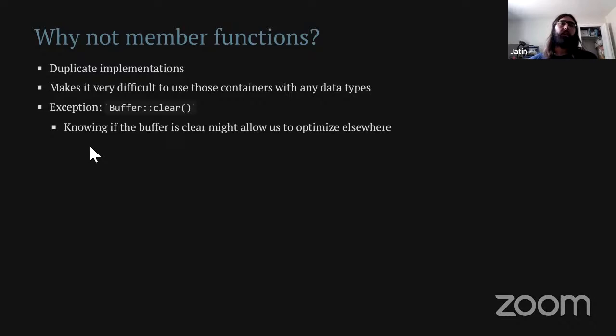So right now I have clear implemented as a member function. And the reason for that is that I can keep track of the buffer state as far as whether or not it's clear. And that could allow me to do some optimizations elsewhere. I'm not doing that at the moment in my own code, but that's something I'm hoping to do in the future. And so having clear as a member function is pretty helpful for making that happen.